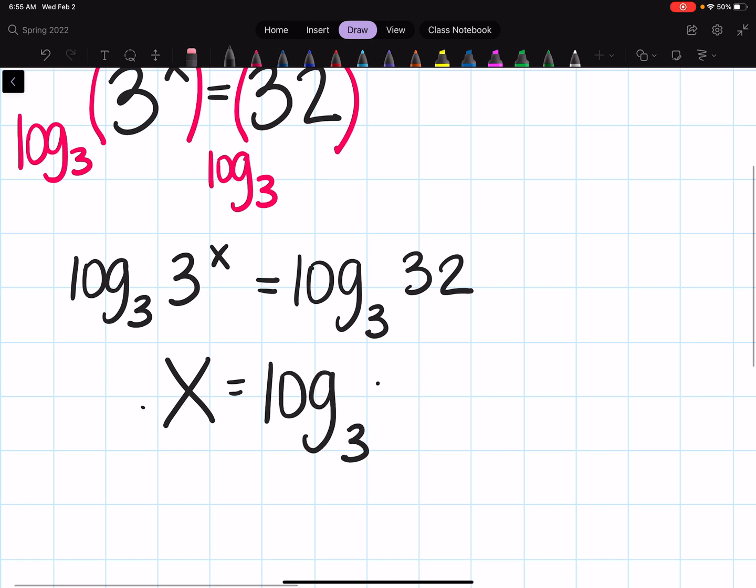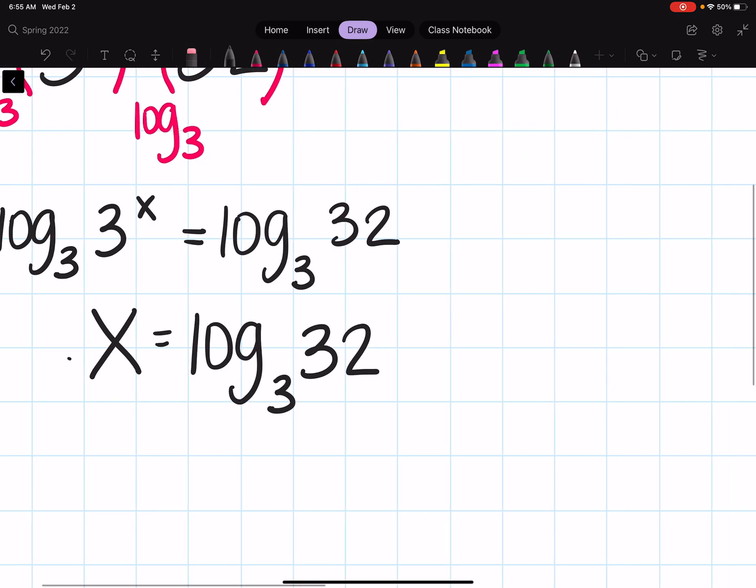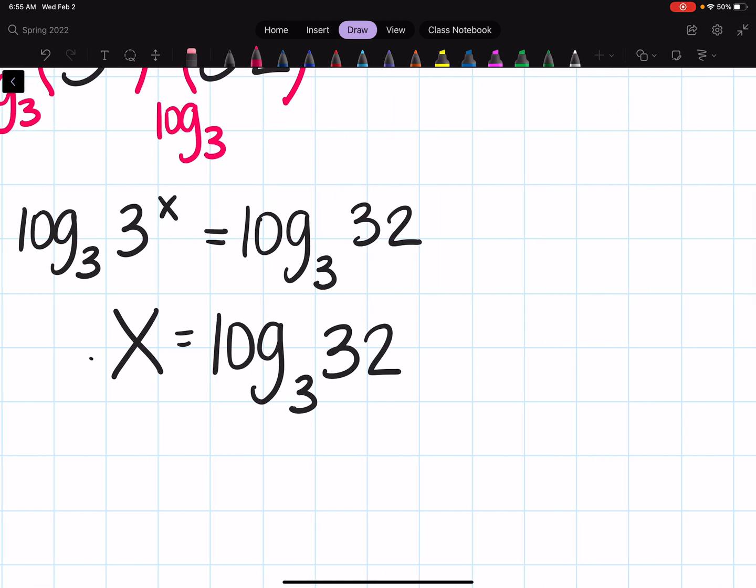We have log base 3 of 32. So we want to evaluate this expression here because we want an actual value or number for x. If you remember from 15.2, we talked about a formula called change of base. And our change of base formula allows us to rewrite an expression so that we can evaluate it in our calculator.